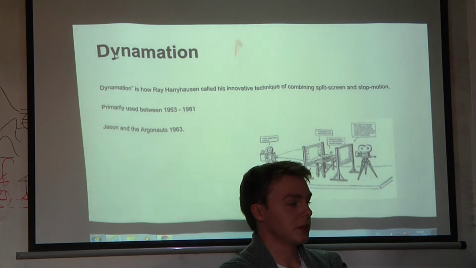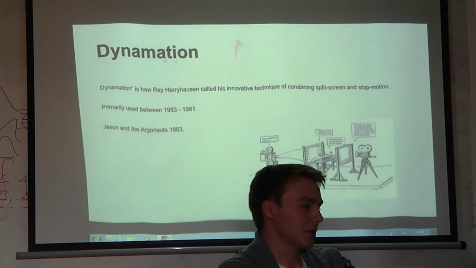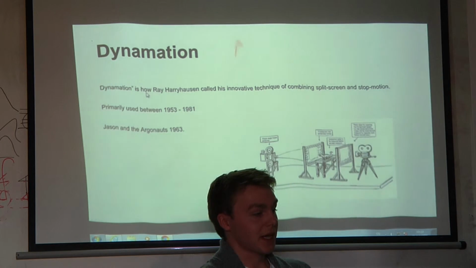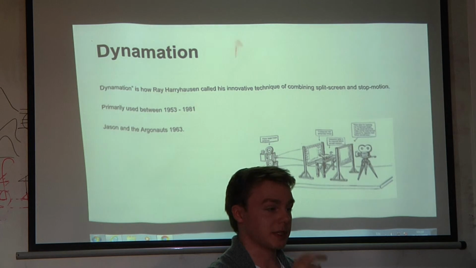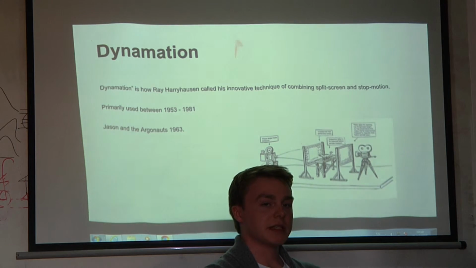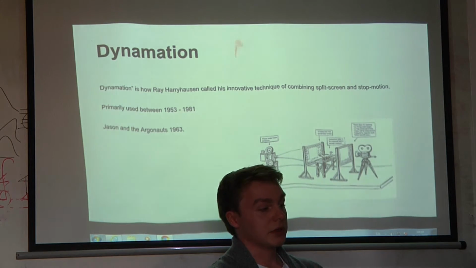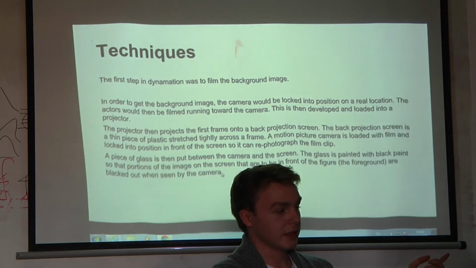So next I'll move on to dynamation. Ray Harryhausen called his innovative technique of split screen and stop motion dynamation. It kind of brings together what would have been early green screen and stop motion as well. It was primarily used between 1953 and 1981, and a good example of it is Jason and the Argonauts, which I'll get back to later on.